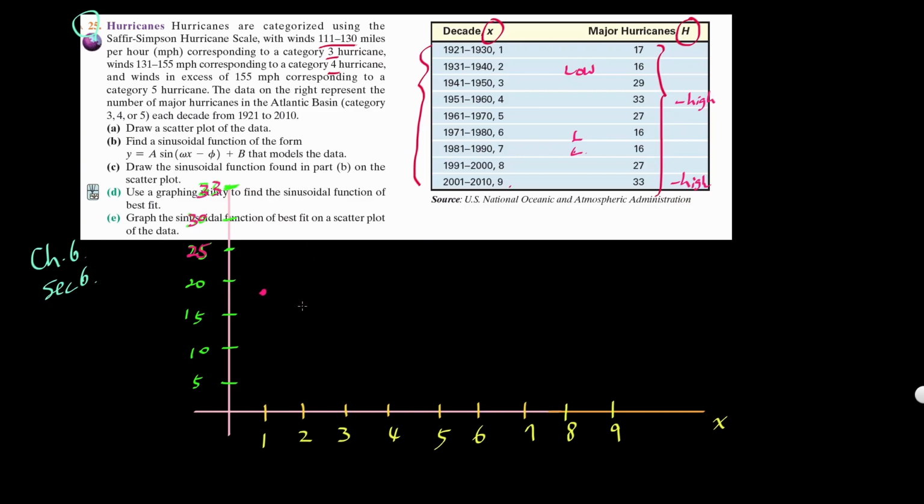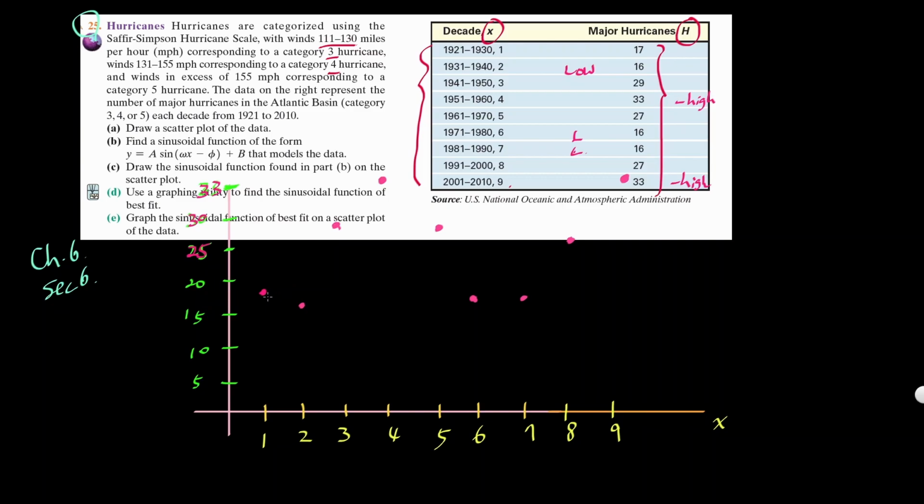Well, let me plot them first. 2 is 16, and why don't you go ahead and do this? If this is your homework, spend some time figuring this out. So plot all of them. 3 is 29, 4 is 33, 5 is 27 approximately, 6 is 16 about here, and then 7 is also 16, and then 8 is about 27, and then 9 is 33. Okay, it doesn't have to be exact.